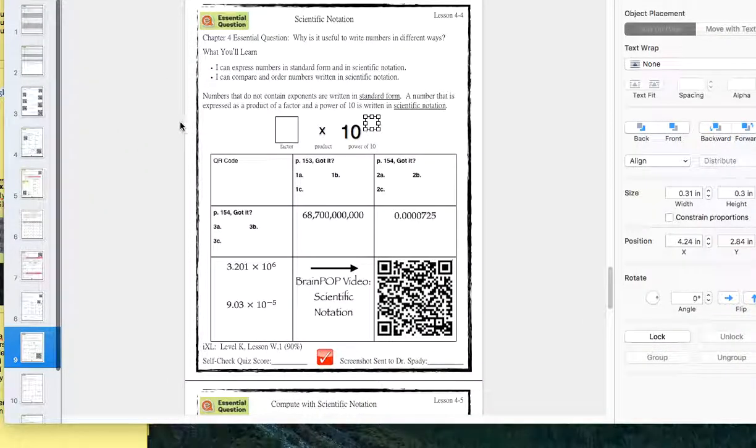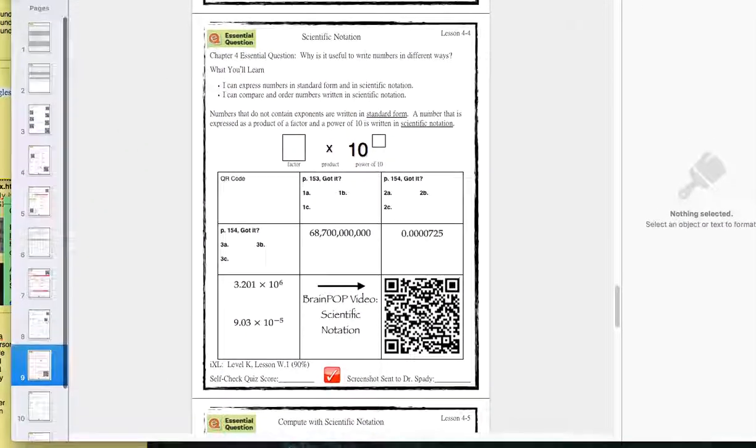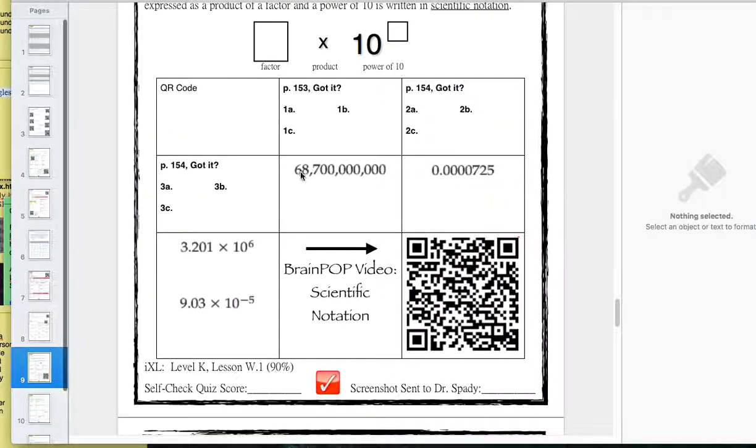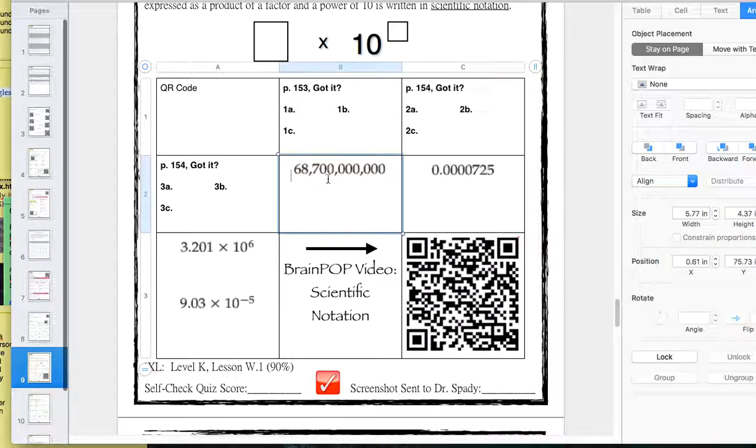On your note sheet, you have a couple more problems that I stole from the algebra textbook, and they're just really simple, just like what we've been doing. This one right here, 68, that would be billion. So we're going to write that in scientific notation by placing a decimal to make it greater than or equal to 1 and less than 10. So that would be 6.87 times 10 to the 1, 2, 3, 4, 5, 6, 7, 8, 9, 10. So 6.87 times 10 to the 10th power.